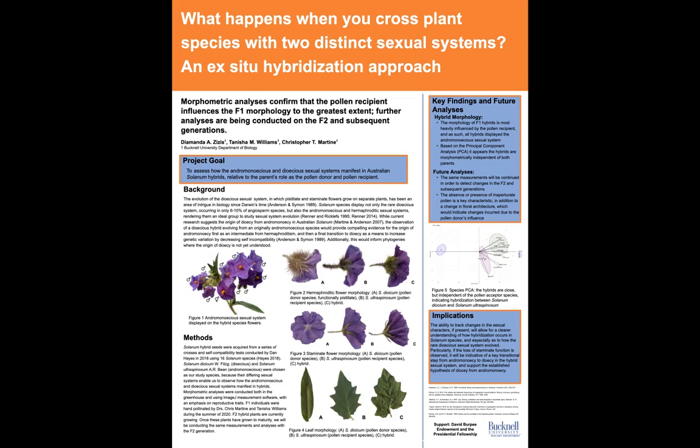The dioecious sexual system is relatively rare in angiosperms, occurring in only 6 to 10% of them. The Solanum genus is particularly useful for understanding sexual system evolution, because not only does this genus display the rare dioecious sexual system, but also the andromonoecious and the hermaphroditic.